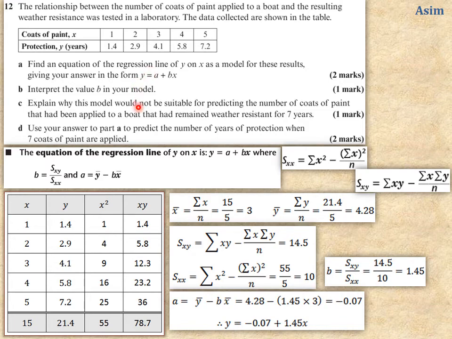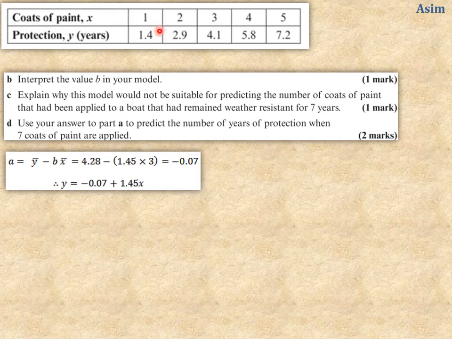There are parts b, c and d. Let us take them in the next slide. Okay, this was our question and let us continue. This is the answer to part A. Let us continue. Interpret the value of b in this model now.